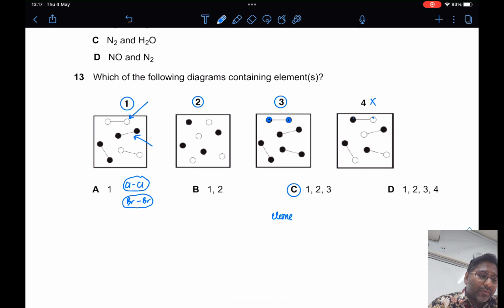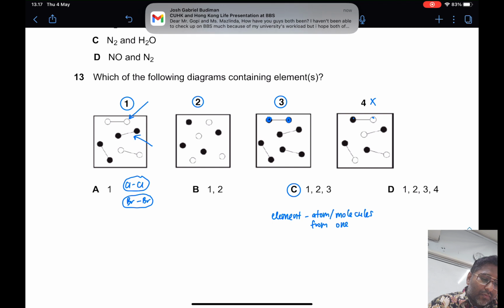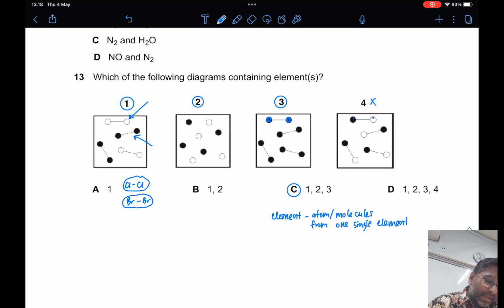So what is element? Element is atom or molecules from one single element or atom.